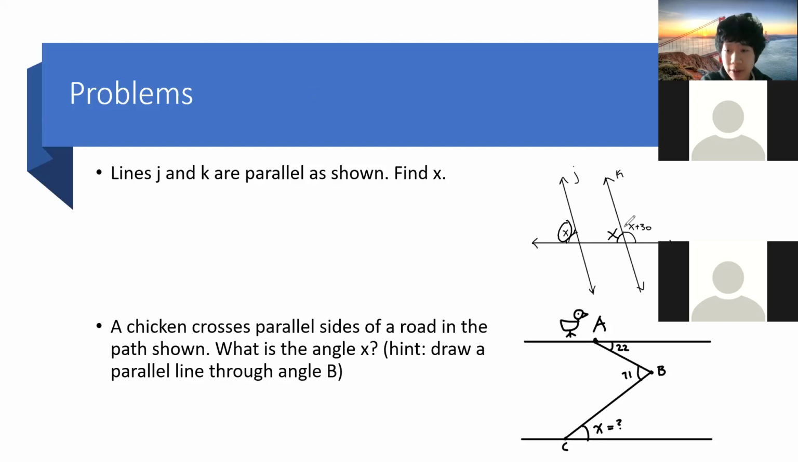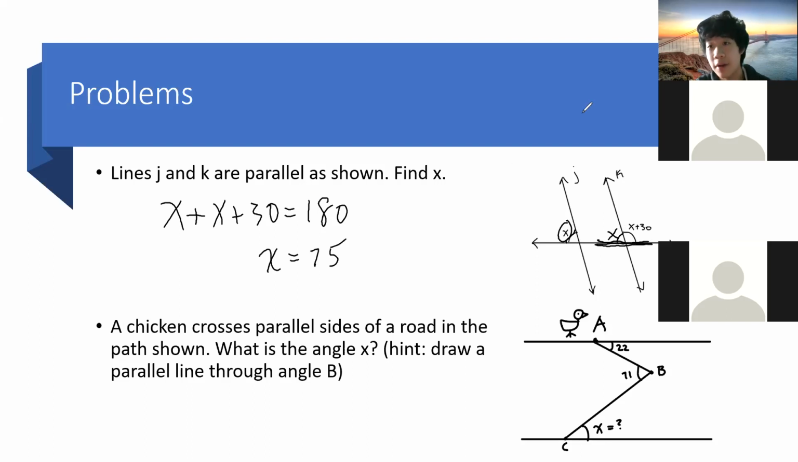So now we have X and X plus 30, they're going to make a straight angle. They're going to make a straight line. And this means that if we add them together, they're going to make 180 degrees, which means that they're supplementary. So X and X plus 30 are supplementary. So X plus X plus 30 is 180, and you're going to solve for X, you're going to get 75. All right.